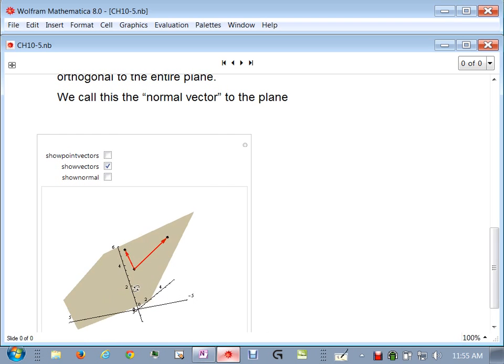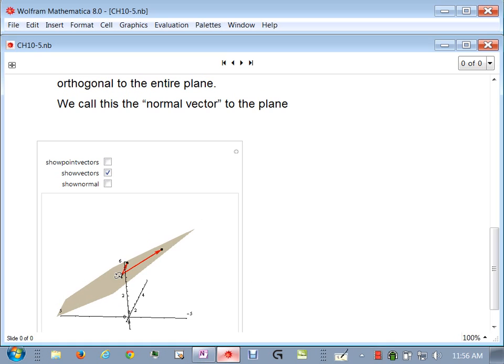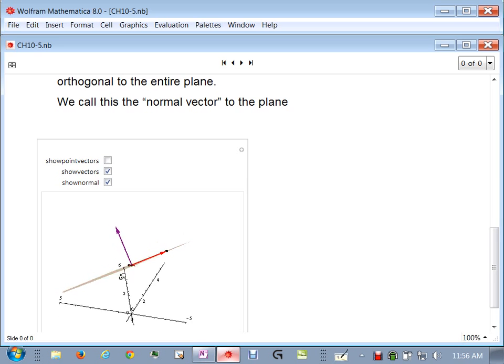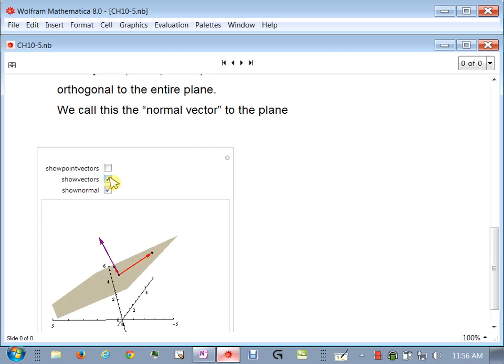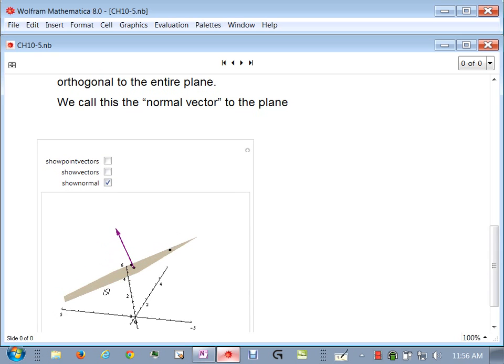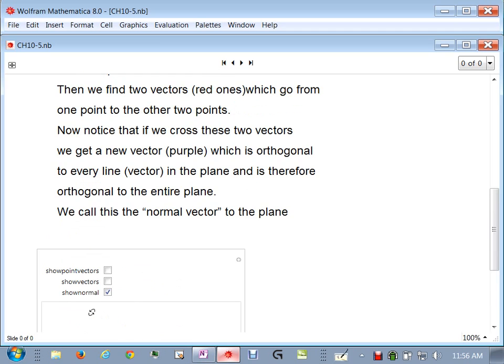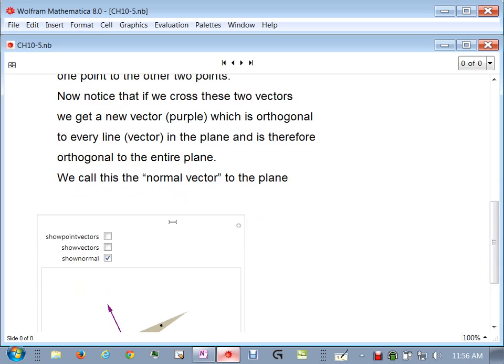Now, if we take the cross product of those 2 vectors, we should get a vector that pops out of the plane, and it should be orthogonal to the plane, shouldn't it? We talked about that last class, the orthogonality of the cross product. And now I'm going to take those 2 vectors off. All right, see the picture? Now, let's go back up here. Notice that if we cross the vectors, we get that orthogonal vector. We call that the normal vector for the plane. We call it the normal vector.